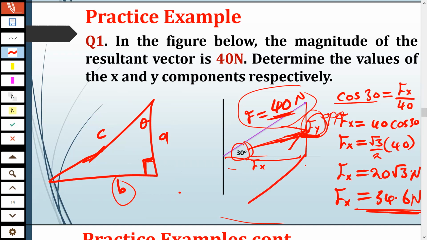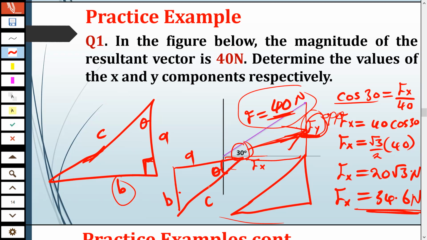What if we have this triangle? Theta. Which one is the adjacent? The adjacent is A. Yes, the adjacent is A because it's this side. The theta is here. And then the opposite is B. The hypotenuse is the longest side.